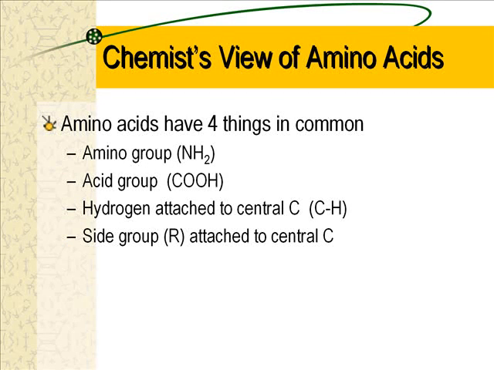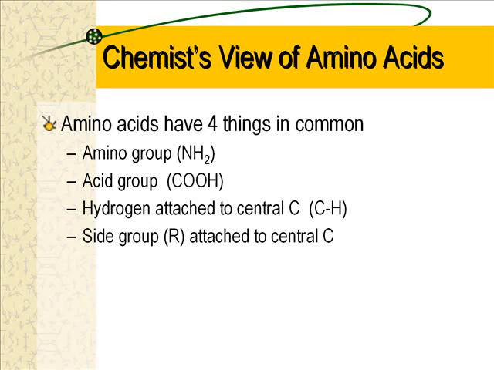Let's look again at the chemist's view of this last macronutrient, amino acids. An amino acid has 4 things in common, all of them do. They all have an amino group, which is a nitrogen and 2 hydrogens. They all have an acid group, just like our fatty acids did, with the carbon, 2 oxygens, and a hydrogen.